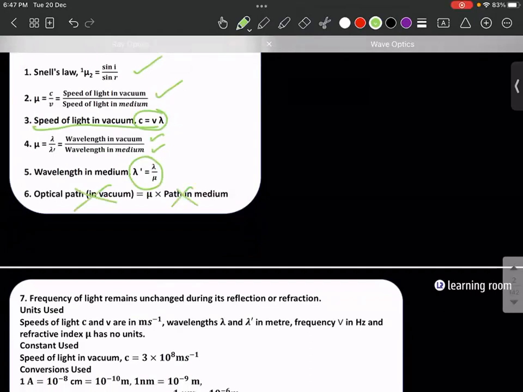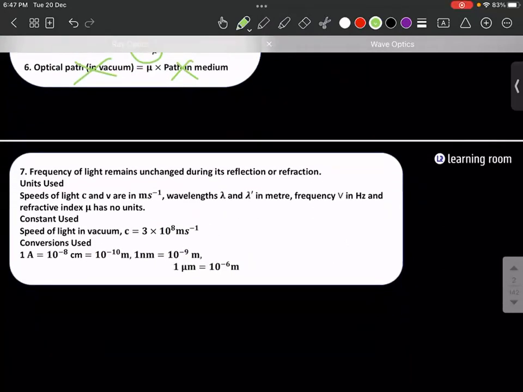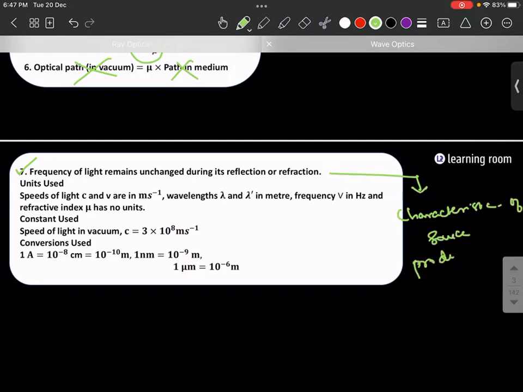Optical path is not a part of your syllabus. We need not worry about it. Next, frequency of light remains unchanged during the refraction and reflection part. Why is it so? Because frequency is the characteristic of the source producing it.